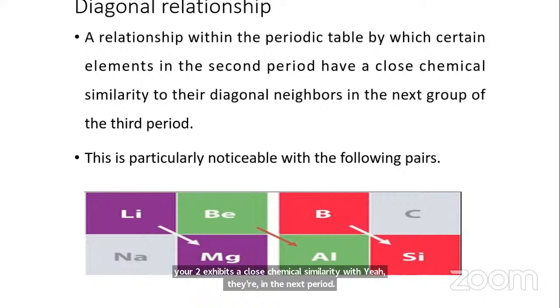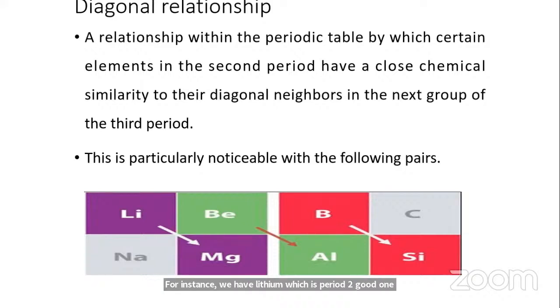For instance, we have lithium, which is period 2, group 1, exhibiting a diagonal relationship with magnesium, period 3, group 2. So we see that this arrow tells us lithium is related to magnesium, beryllium is related to aluminium, so it is the element to its right. Boron is related to silicon. That relationship is said to be a diagonal relationship.